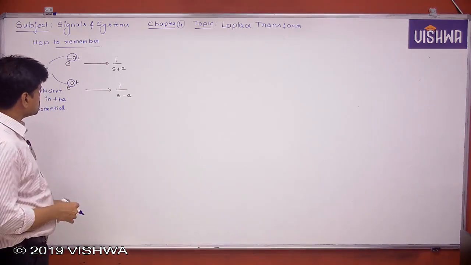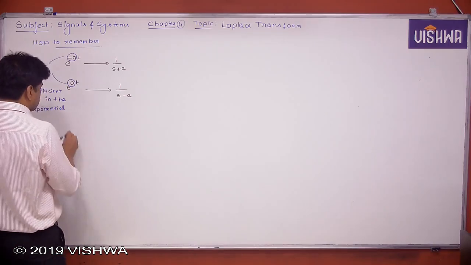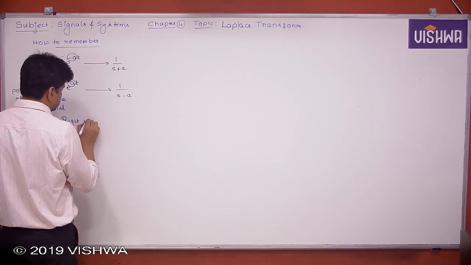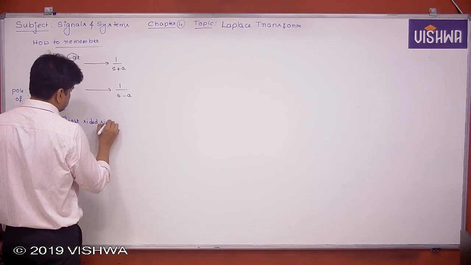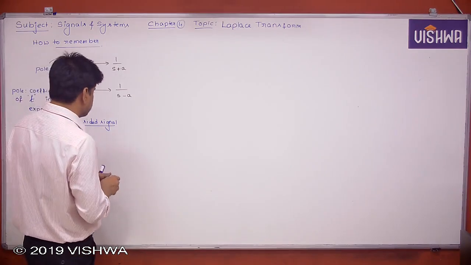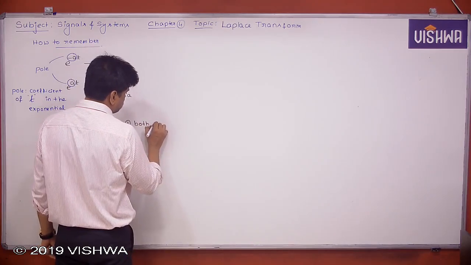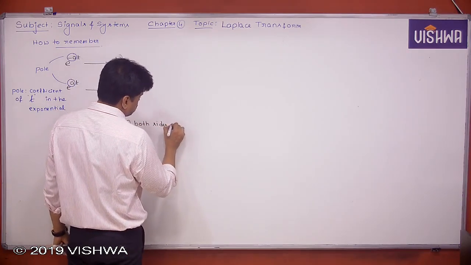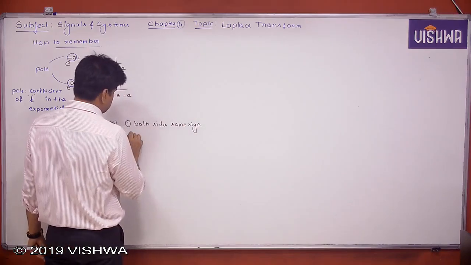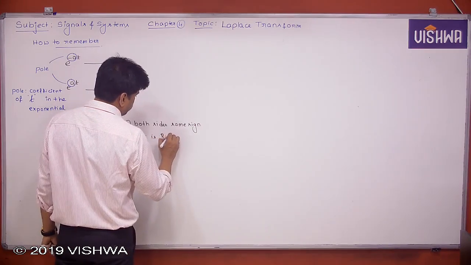Next. Depending on whether it is a right-sided signal or left-sided signal, so let's say, if it is a right-sided signal, then remember the 2 points here. Whenever the signal is right-sided, the first point is both sides same sign. You can remember. Both sides same sign. Second one, ROC is right side to the pole.